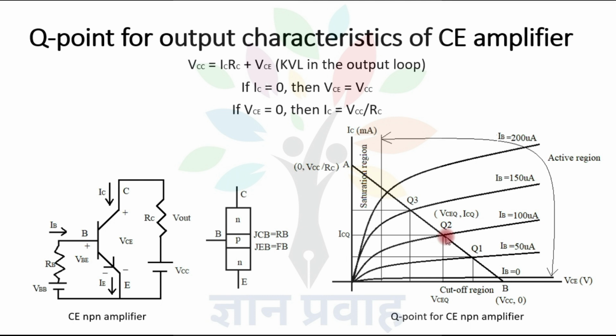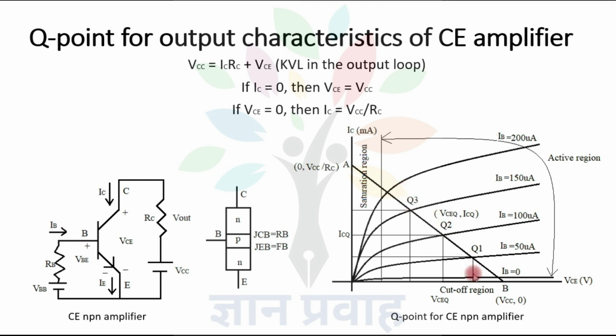It means the selection of the Q point totally depends on the theory, that is, the Q point must lie in the midway of this active region, so that there is a less or negligible chance to clip off any input signal.